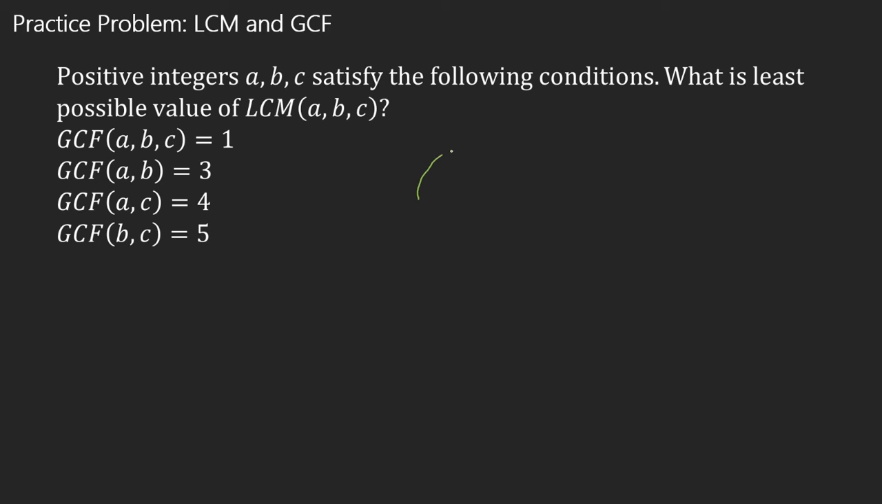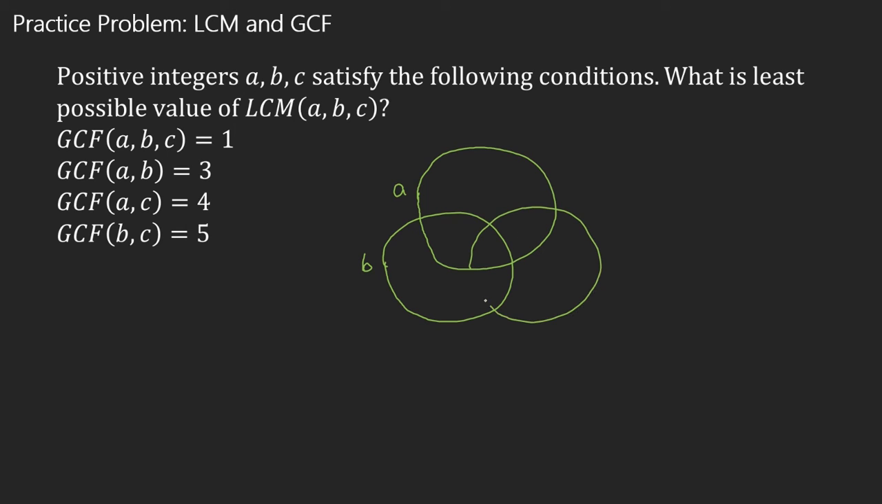So we have one circle that will group in all the prime factors for number A. Then we have another circle that will group in all the prime factors for number B. And we have our third circle that will group in all the prime factors for number C. Okay. Now the problem said GCF of ABC is equal to 1. So the center region where all three circles overlap will have a 1.